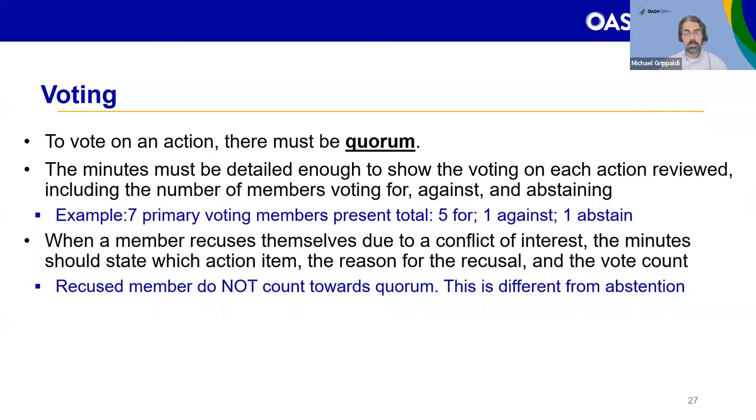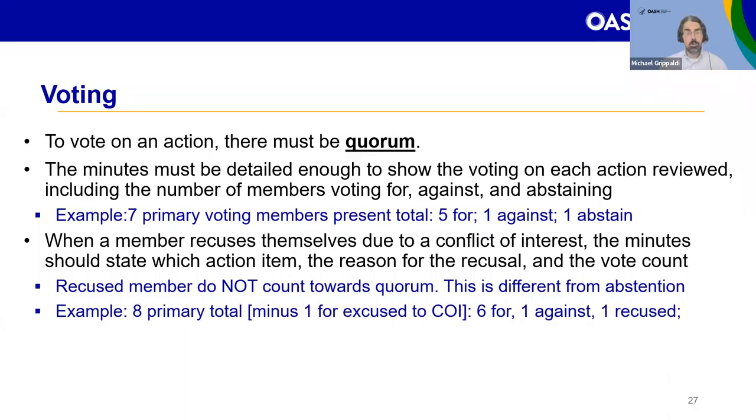Unlike abstentions, recused members do not count towards quorum. So we need to maintain a majority and the non-scientist for quorum. When a member abstains, their presence counts towards that majority. A recusal, on the other hand, has the effect as if the member were not in attendance at all, just that they weren't there, that they didn't show up.